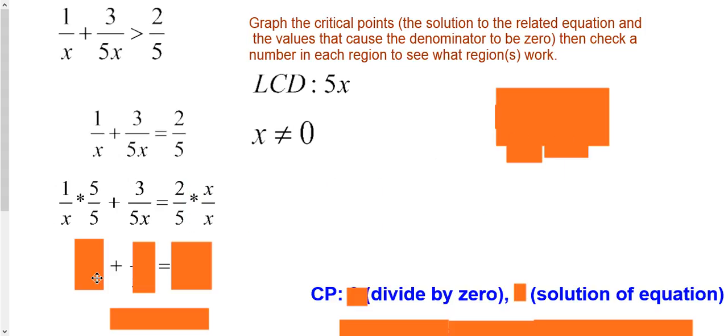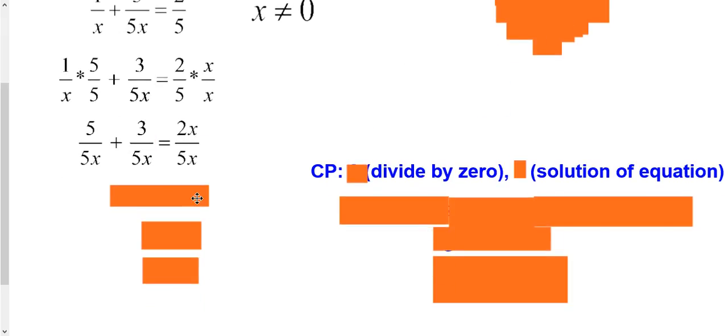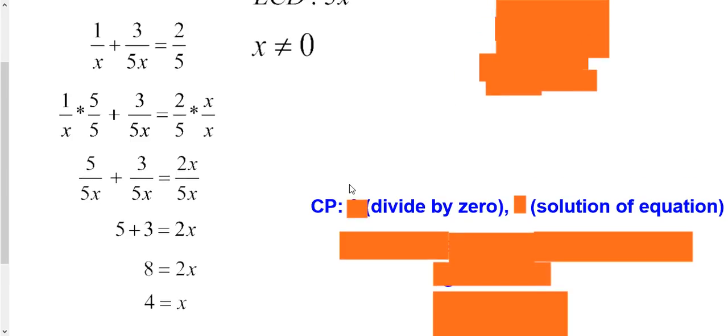Multiply your fractions together. That one stays the same. Multiply these two. Once you have all the denominators being the same, you can drop the denominators. You get 8 on the left, and so you divide by 2, you get 4. So your critical points are what you get from the dividing by 0, which was 0 for our original problem, and what we had of 4 when we solved it.